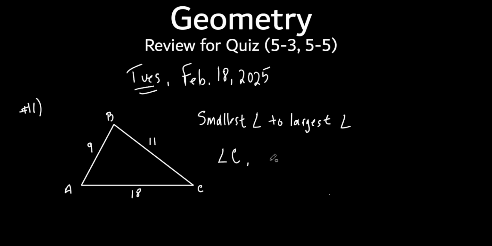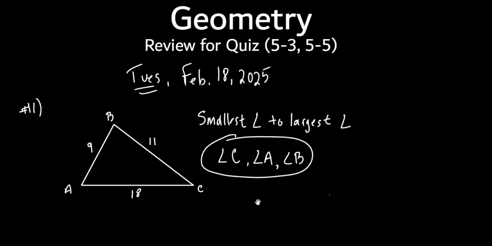What's the next one? 9 is the smallest one. The next is 11, right? So you look opposite 11. Opposite 11 is angle A. It's an angle, so we put an angle symbol. Obviously there's only one more left, but let's see if it works. 18 is the largest side, so angle B would be the largest angle. That is how you would write your answer, just like that. Okay, let's do another one.